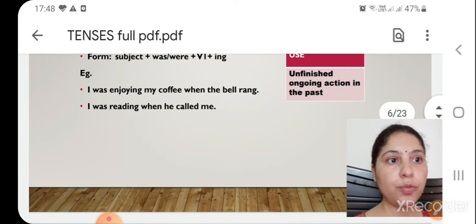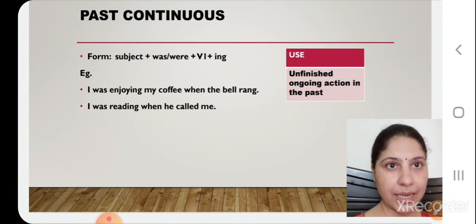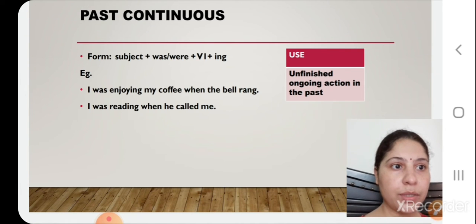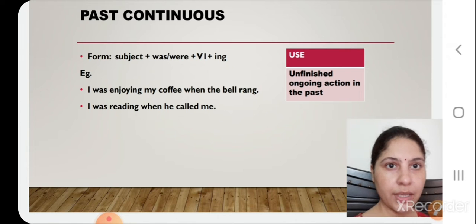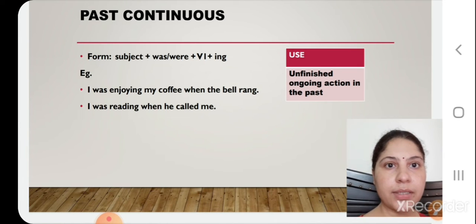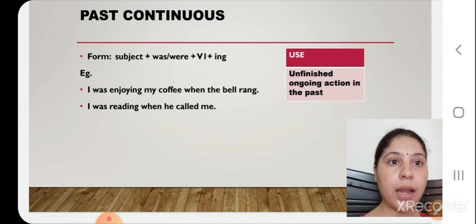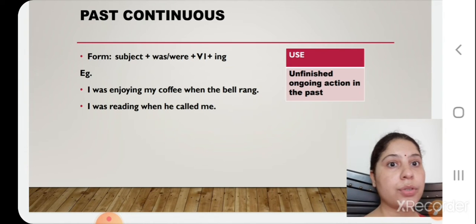Now we come to past continuous tense. In past continuous tense, the verb form used is was, were, first form of the verb, and ing. That is the rule for it. And you can look at the sentences. I was enjoying my coffee when the bell rang. I was reading when he called me. Here the first part of the sentence is in past continuous tense.